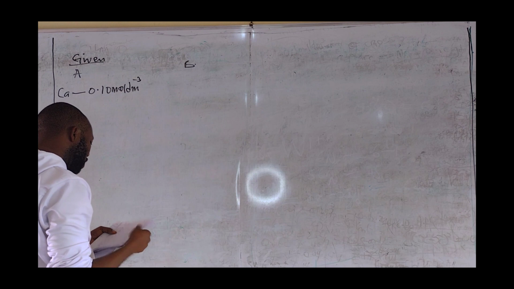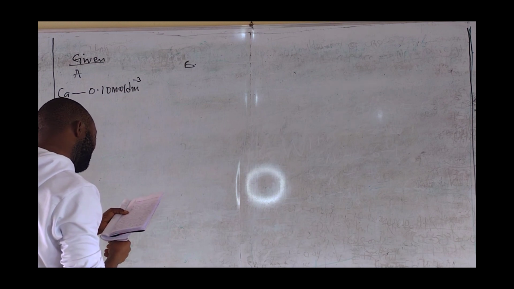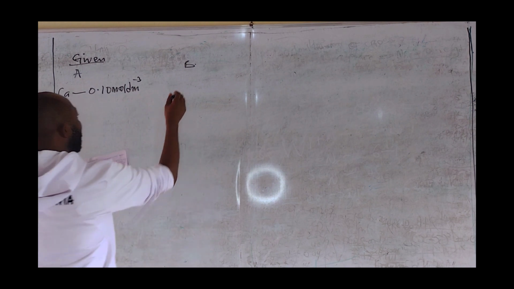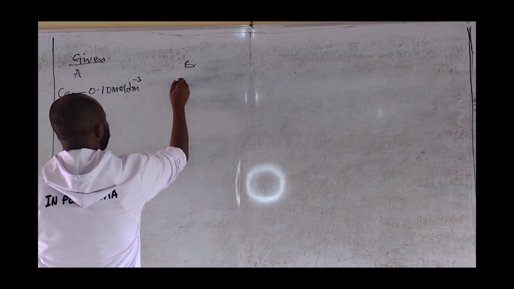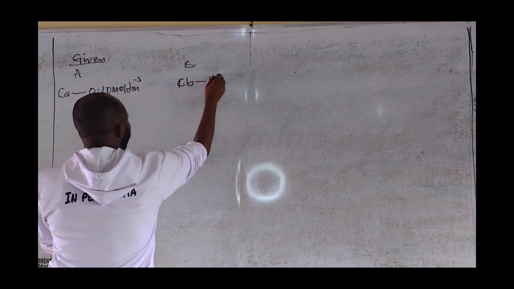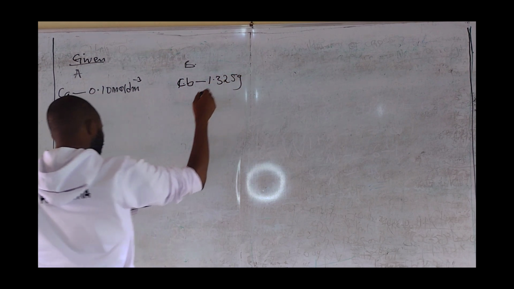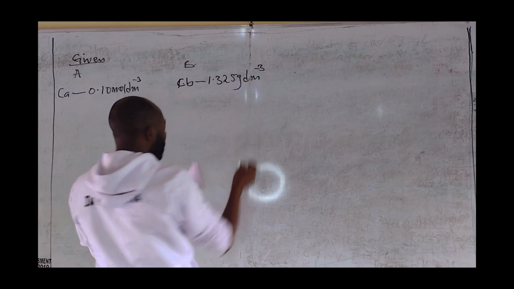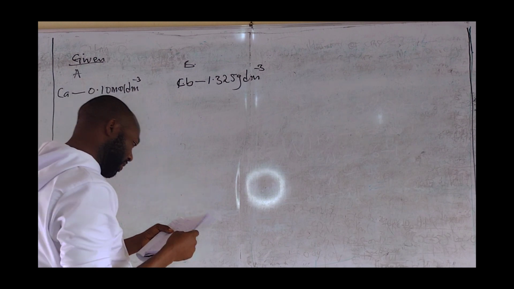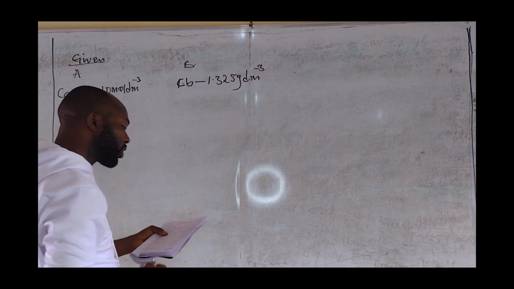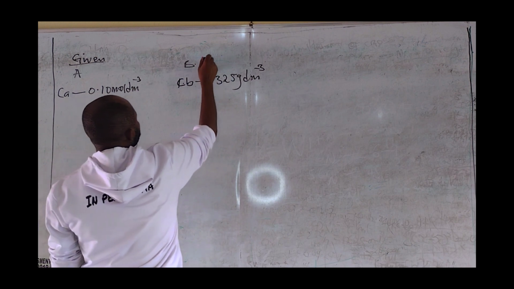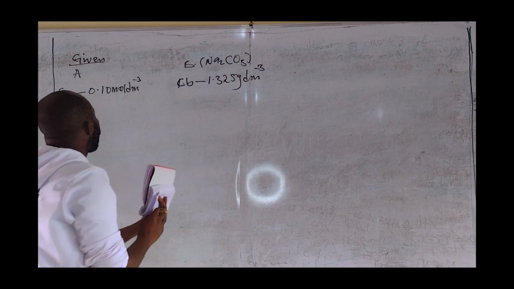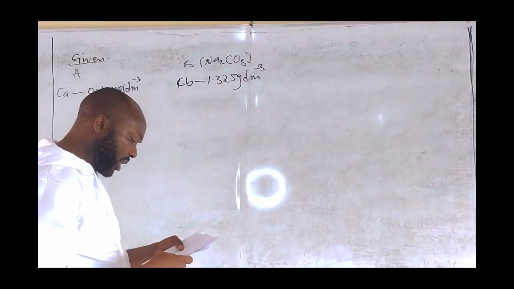B is a solution containing 1.325 gram per dm cube. So we have Cb is 1.325 gram per dm cube. So this is our mass concentration of the base. And the base is sodium trioxocarbonate(IV). That is our base. Our acid, this is a mineral acid, so we don't know what it is.